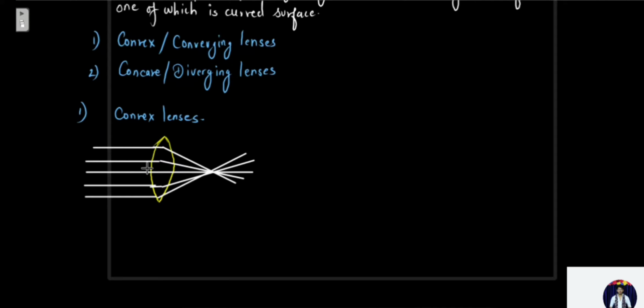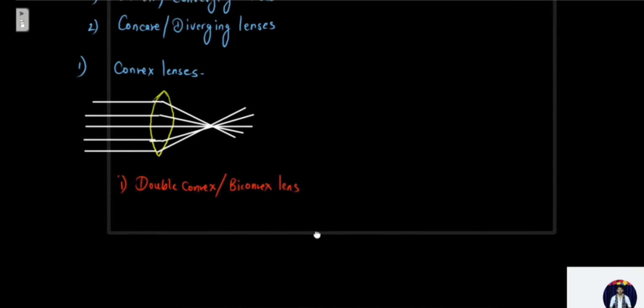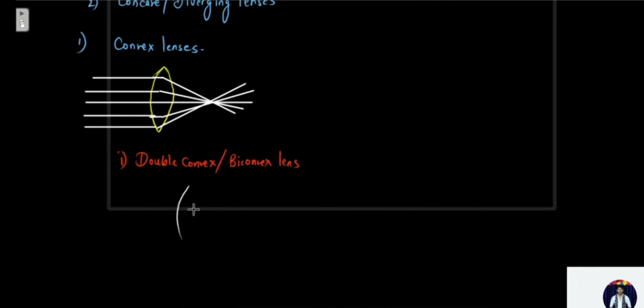There are different types of convex lenses. The first one is the double convex or biconvex lens. How does it look? The one which I have drawn right now here is a biconvex or double convex lens. In this lens, both the surfaces are convex, if you see.